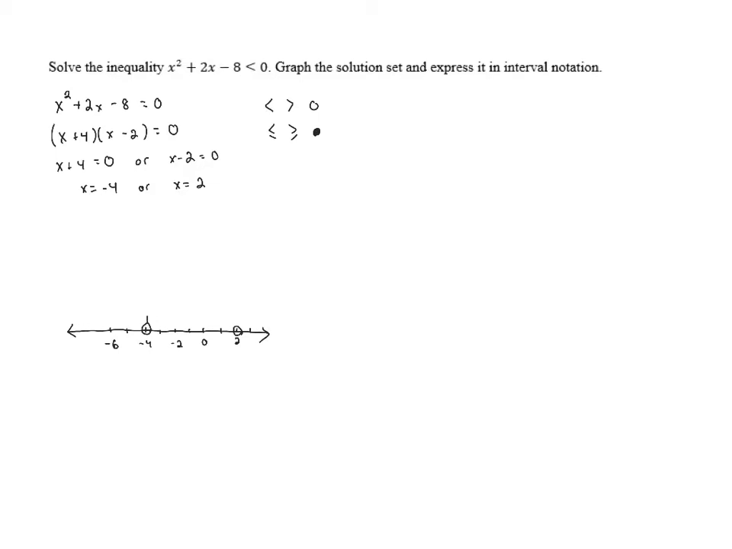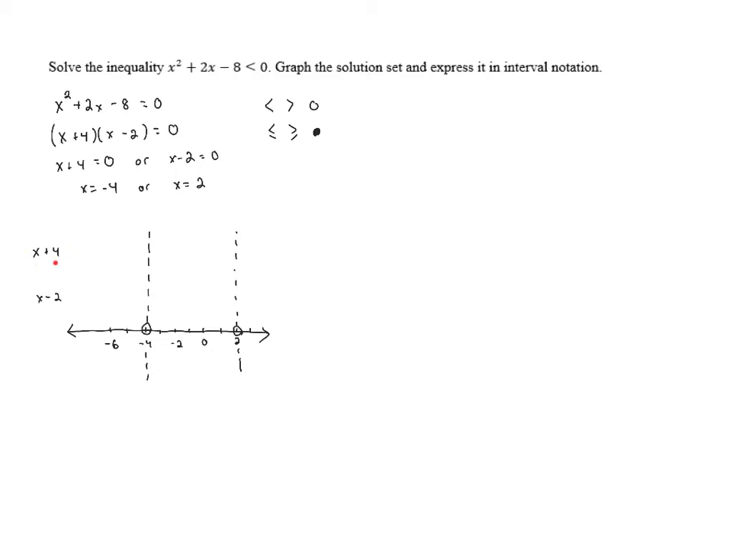So what I'm going to do is I'm going to draw some dashed lines, splitting this up, and we've got 3 intervals now. We've got the interval from -infinity to -4, and then from -4 to 2, and then from 2 to +infinity. And we need to see if these factors, x plus 4 and x minus 2, are positive or negative in each of these intervals.